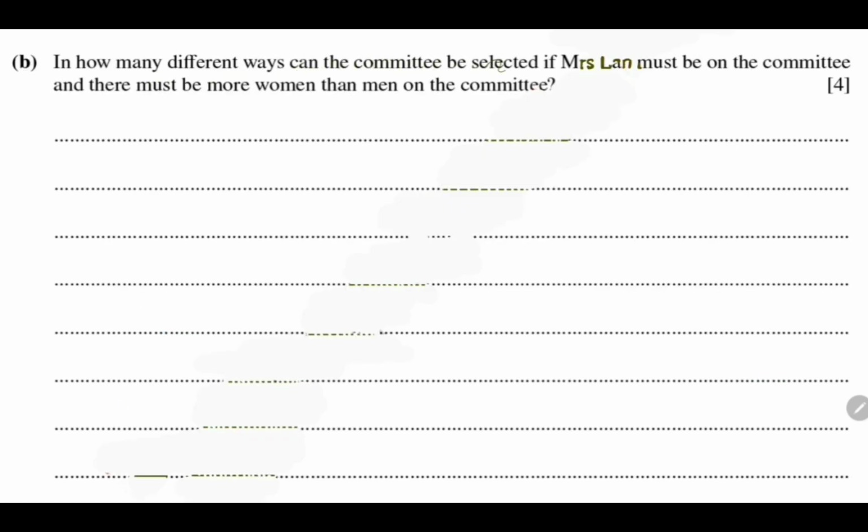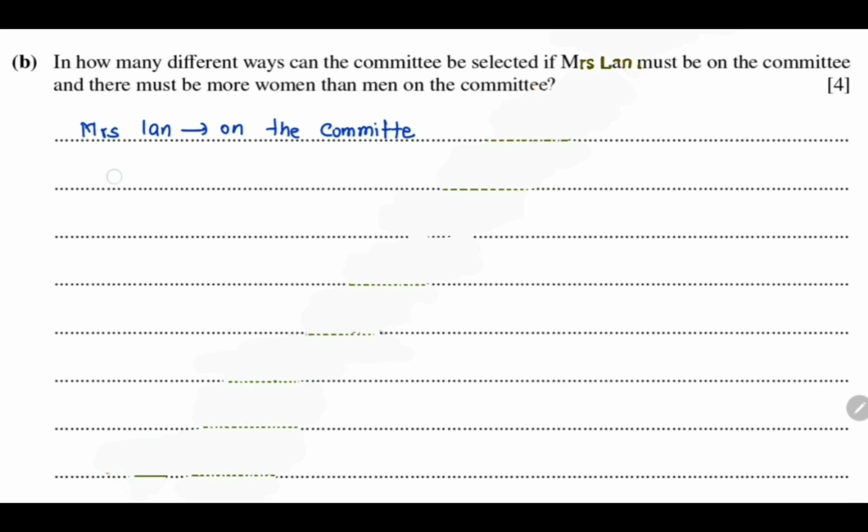In how many different ways can the committee be selected if Mrs. Lan must be on the committee and there must be more women than men on the committee? So it is given that Mrs. Lan is on the committee. So one woman is already in the committee and we have to make sure that the number of women in the committee is always more than the number of men.